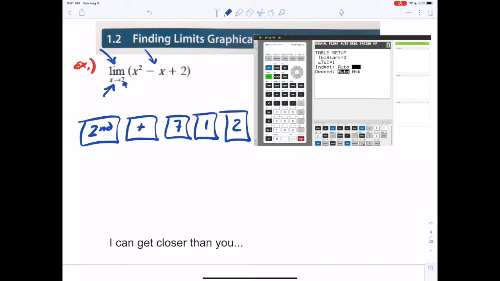Again, pause if you need to. I'm going to go back to my table, which is the second graph. If you noticed, it's blank now. Again, pause if you're not ready to move on. What we're going to do here is find the limit numerically.